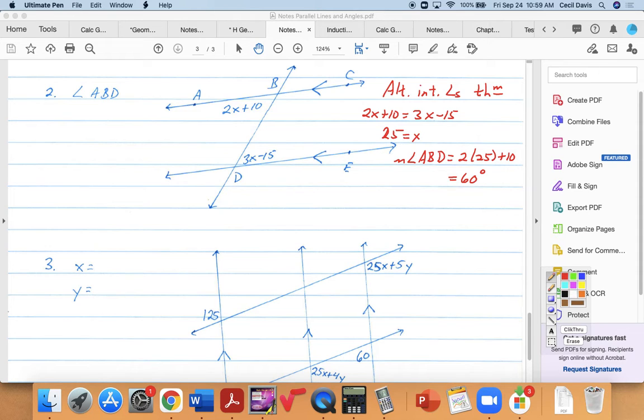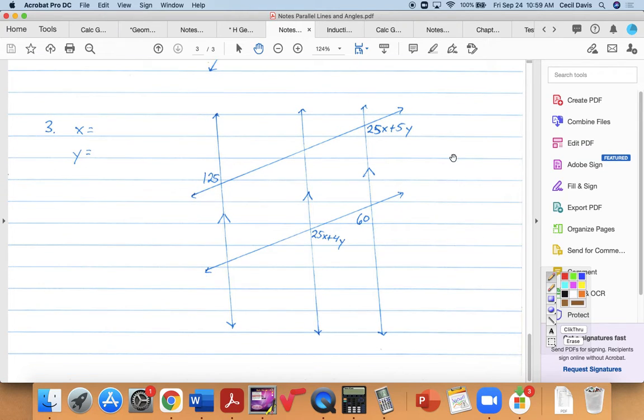Okay, one more problem. This one is more involved in terms of the algebra that you have to do, and you have to be careful about what you say and what you don't say. Okay? So, for this problem, I've got 3 lines that are all parallel to each other and 2 different lines that are crossing those 3 lines. So, here's what you have to be careful about.